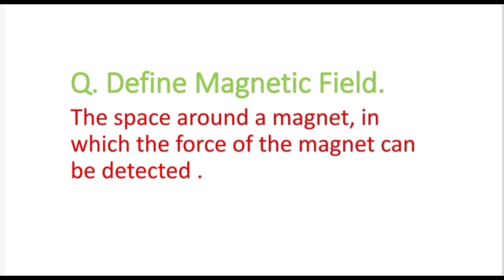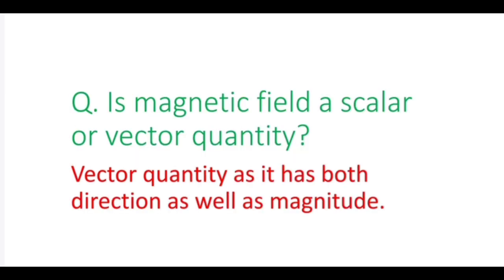So the first question is, define magnetic field. Magnetic field is the space around a magnet in which the force of the magnet can be detected. Is magnetic field a scalar or vector quantity? Magnetic field is a vector quantity, which means it has both direction as well as magnitude.